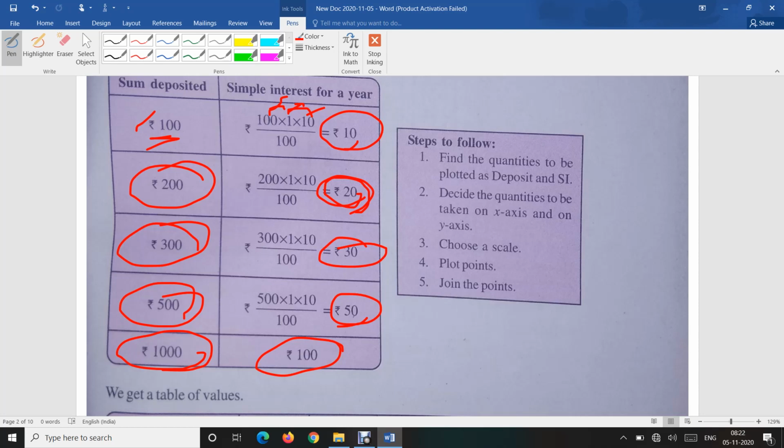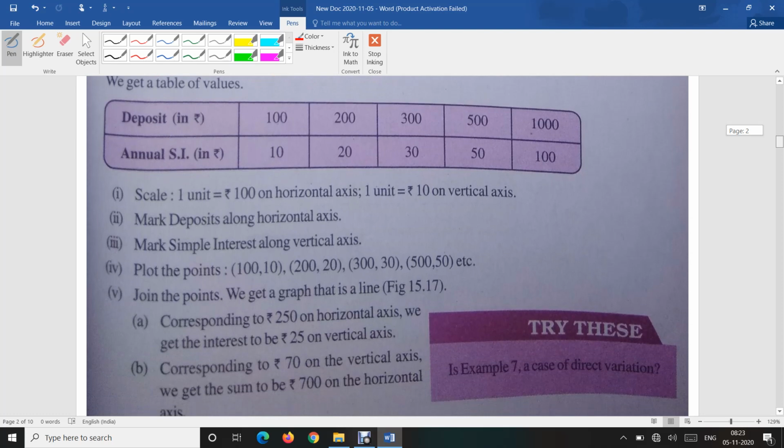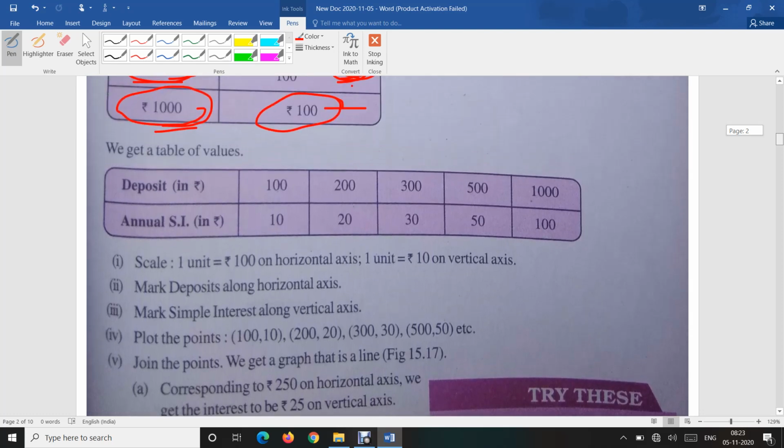After that you can see that as the principal is increasing, the simple interest is also increasing. That means simple interest completely depends on principal. So this was the dependent variable. Now you can draw a graph.